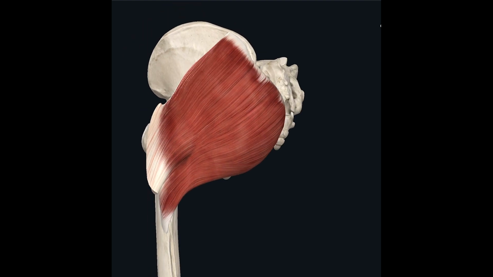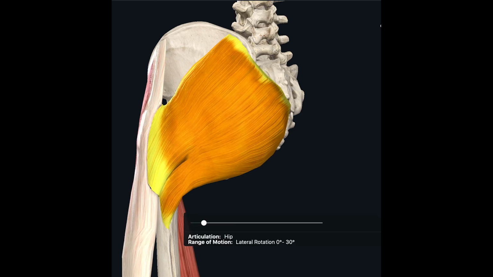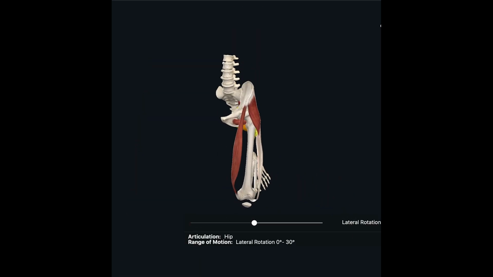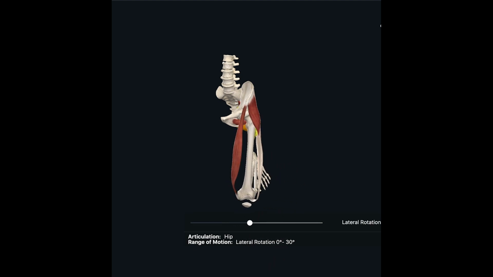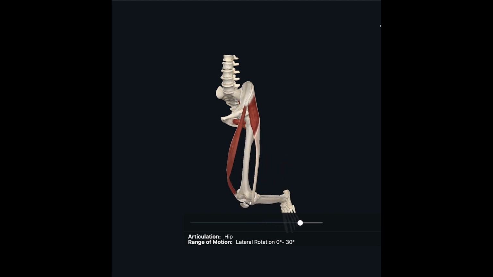The action of the gluteus maximus is to abduct the hip, which we've already looked at, and laterally rotate the thigh at the hip joint. So this is what lateral rotation looks like. So it's basically bringing your thigh from the medial position to the lateral position. So that's the lateral right there.